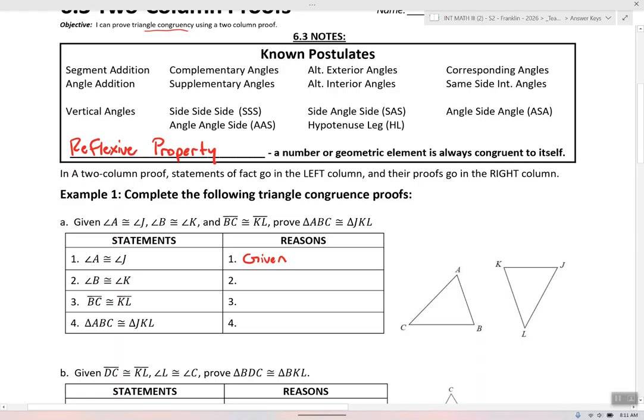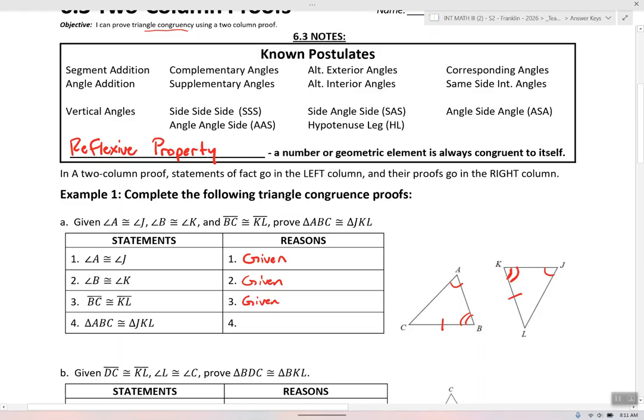Same thing with angle B. We can label that A and J. And you don't always have a picture, but it helps. So you will in these notes. Angle B is congruent to angle K. This is also given to us in the problem. Angle B and angle K. So you can label your picture. And segment BC is congruent to segment KL. Again, that is given to us in the problem. So we have BC and KL.